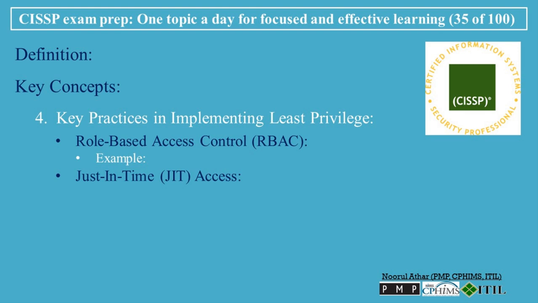Just-in-time (JIT) access: privileges are granted temporarily, only when they are needed, and are revoked automatically after the task is completed. This prevents users or systems from holding elevated privileges for longer than necessary. Example: a developer is granted elevated access to a production system for a specific maintenance task and the access is revoked after the task is completed.